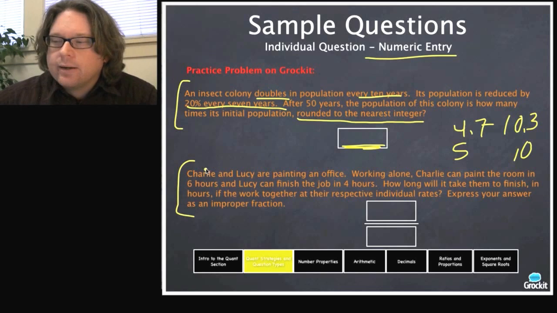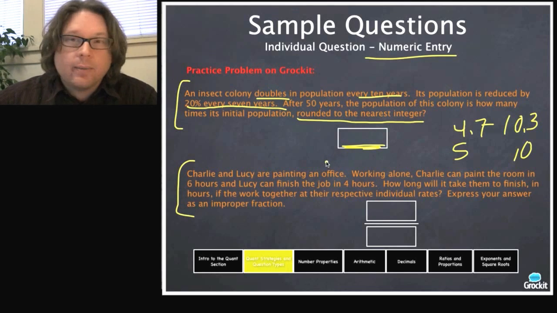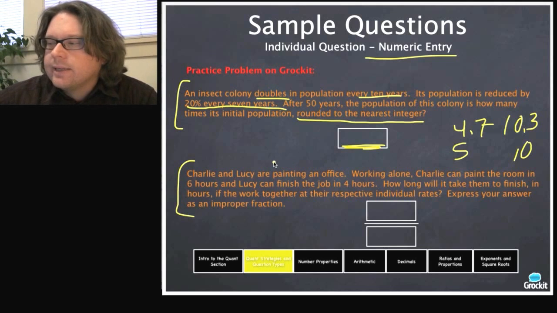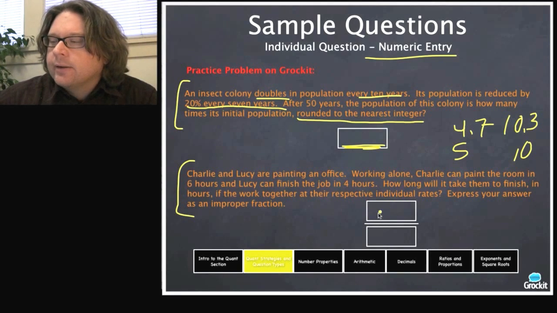Charlie and Lucy are painting an office. Working alone, Charlie can paint the room in 6 hours, and Lucy can finish the job in 4 hours. How long will it take them to finish, in hours, if they work together at their respective individual rates? Express your answer as an improper fraction. So in this particular case, it needs to be an improper fraction, which will mean the numerator is larger than the denominator.